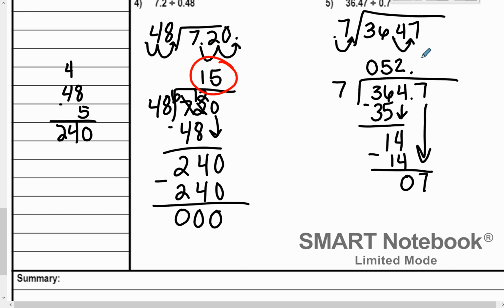7 goes into 7 one time. 1 times 7 is 7. We subtract. We have a 0 remainder. We have no numbers left. So 52 and 1/10 is our final answer.